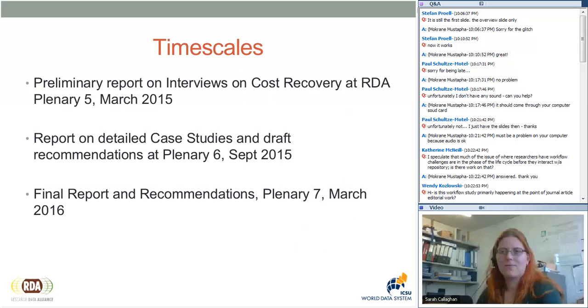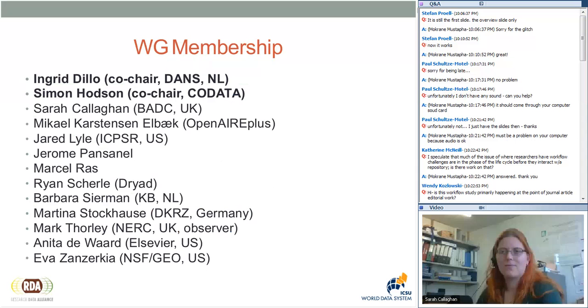On timescales, we think this breaks up neatly into work and reporting and getting feedback, ideally at Research Data Alliance plenaries. We intend to report on the interviews at the next plenary, and on the case studies and the preliminary draft at the plenary in September 2015, after which, following that feedback, we'll polish up the report to be published sometime between September 2015 and March 2016.